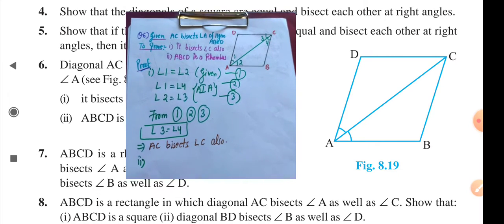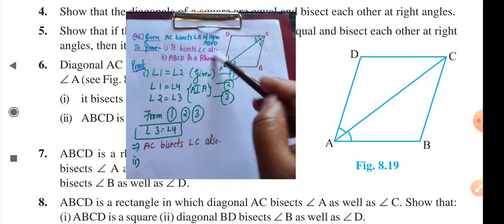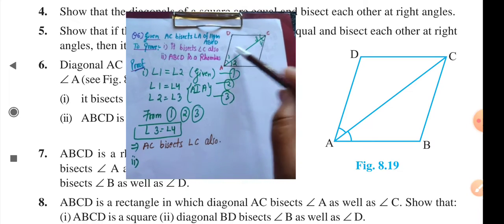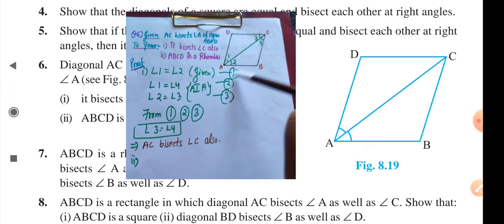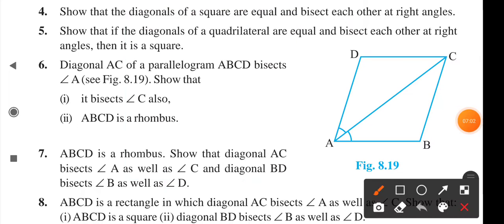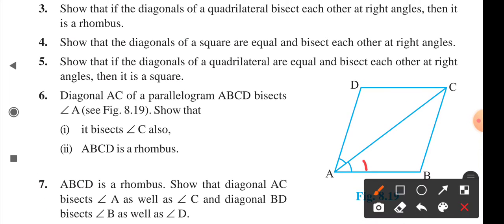Now see what the second part is. ABCD is a rhombus. We know it's a parallelogram, so opposite sides are equal, but we have to prove that the adjacent sides are also equal. If the adjacent sides are equal to each other, we can say that it is a rhombus. See how we will solve it. Angle 1 is equal to angle 2 and angle 3 is equal to angle 4, and this is common.